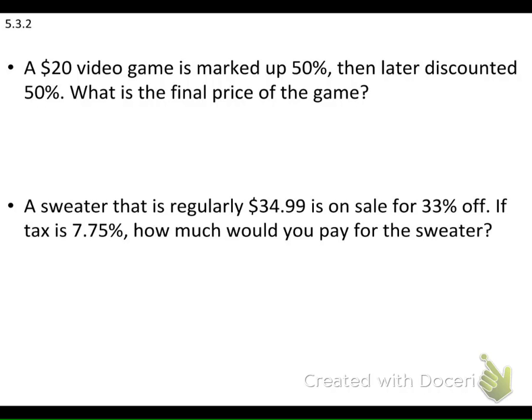So this first one here, a $20 video game is marked up 50%. After it's marked up 50%, they then decide to take 50% off of that marked up price. What's the final price of the game going to be? So, how many multipliers am I going to have for this particular problem? 2. Good. So, that means I'm going to repeat steps 1 through 3 2 times.